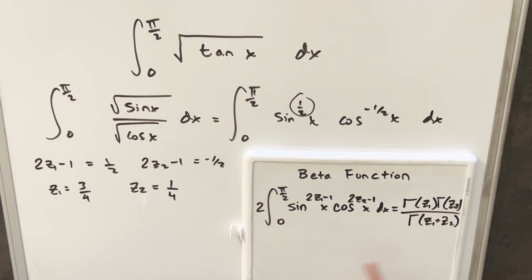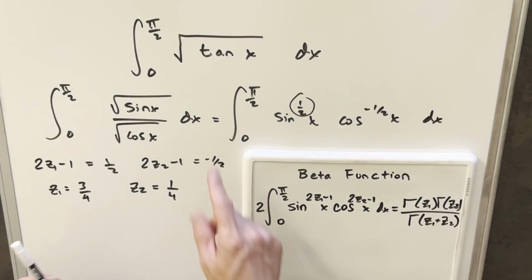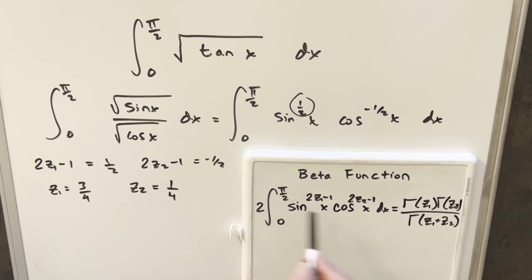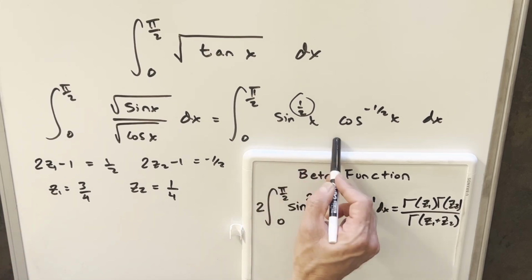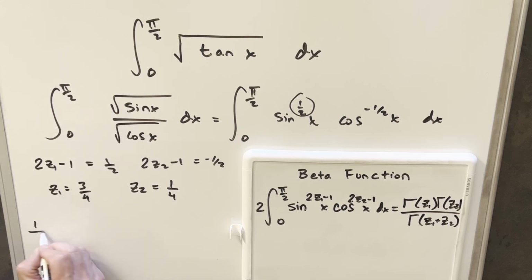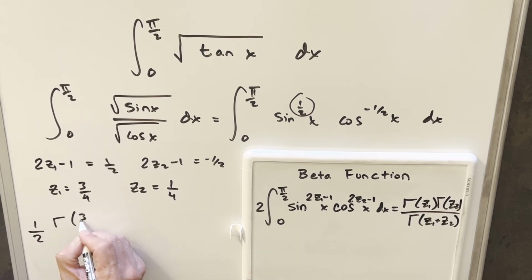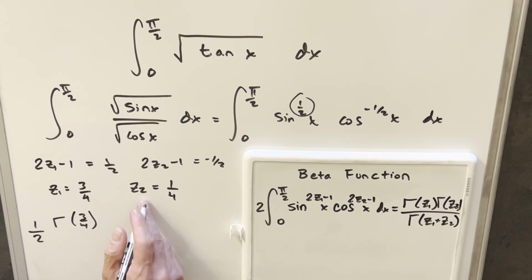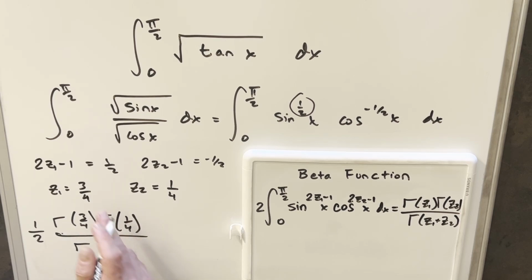So now that we have z1 and z2, we have everything we need for this formula over here on the right. Because we don't have the 2 on the integral, I can just use this formula and divide by 2 in order to get a form for something just like our integral. So we'll bring a 1/2 in front here. We'll have gamma of z1, which is 3 over 4, and gamma of z2, which is 1 over 4. In the denominator, we just have gamma of the sum z1 plus z2, but that's just 1.